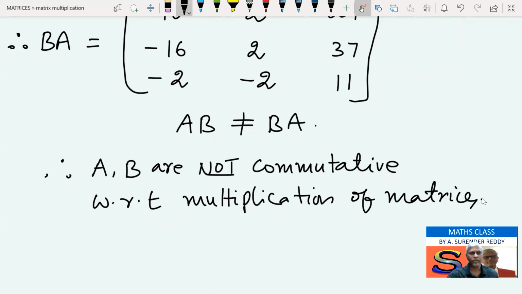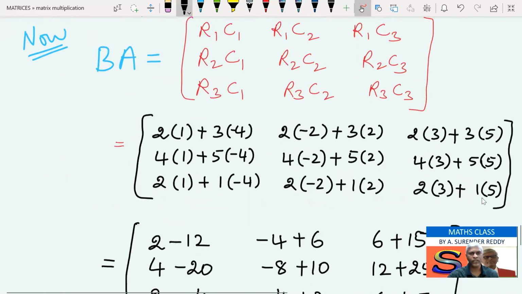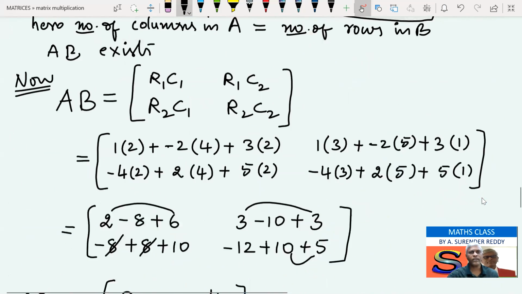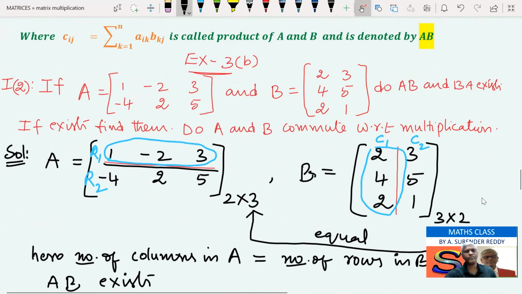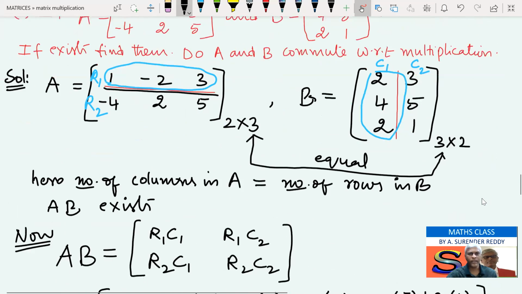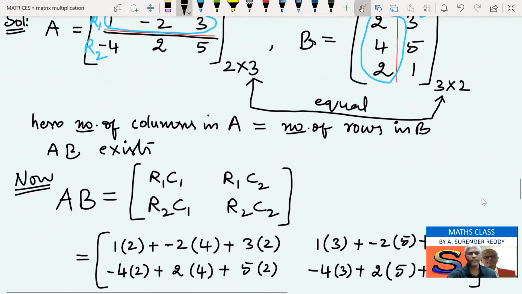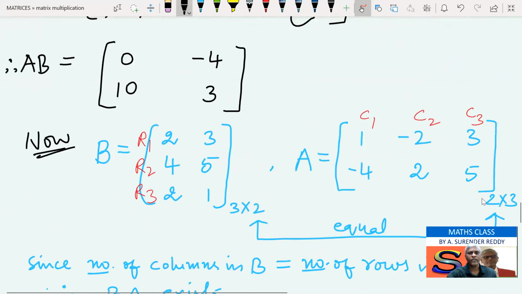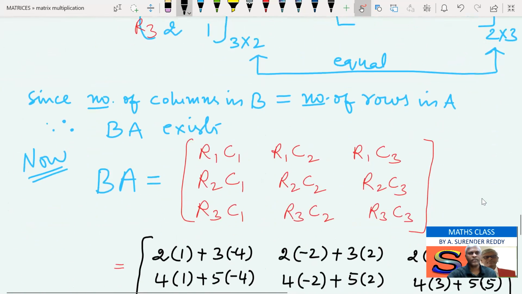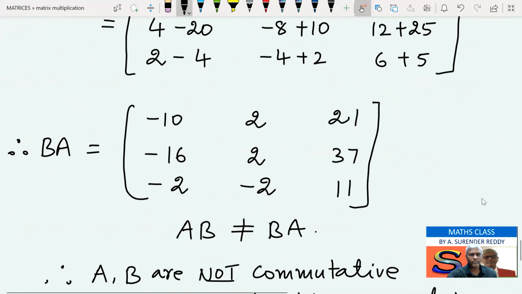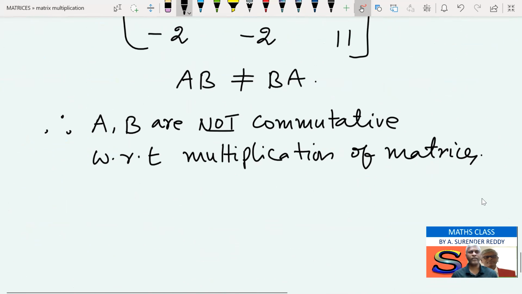So here we have to multiply AB and BA after checking the condition. Then we notice that they are not equal. AB and BA are not equal, therefore it is not commutative. The matrix multiplication is not commutative. This is a very important conclusion.